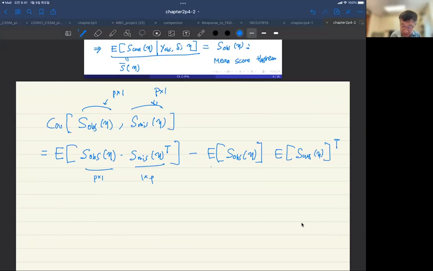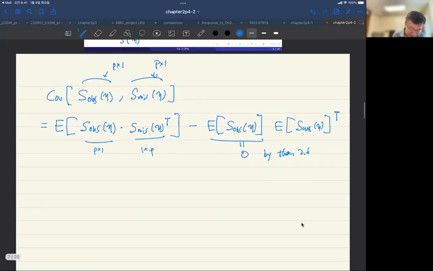And then this guy is 0, right? That is Theorem 2.6. We know that this is essentially the Bartlett identity. We know the score function has a 0 expectation. So then we have only to worry about the first term.